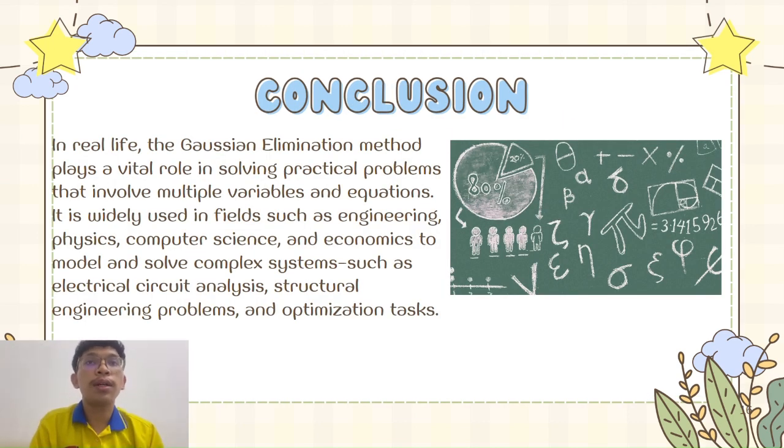As for the conclusion, in real life, the Gaussian elimination method plays a vital role in solving practical problems that involve multiple variables and equations. It is widely used in fields such as engineering, physics, computer science, and economics to model and solve complex systems, such as electrical circuit analysis, structural engineering problems, and optimization tasks. In essence, Gaussian elimination bridges mathematical theory and practical application, enabling us to solve real-life challenges that depend on linear relationships between variables.